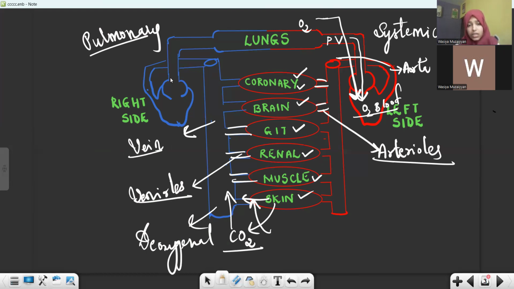So the heart gets the deoxygenated blood. Now the heart takes this deoxygenated blood to the lungs for oxygenation. If they ask you, then you know the answer to that: the pulmonary artery. The pulmonary artery is the artery that carries the deoxygenated blood from the heart to the lungs.